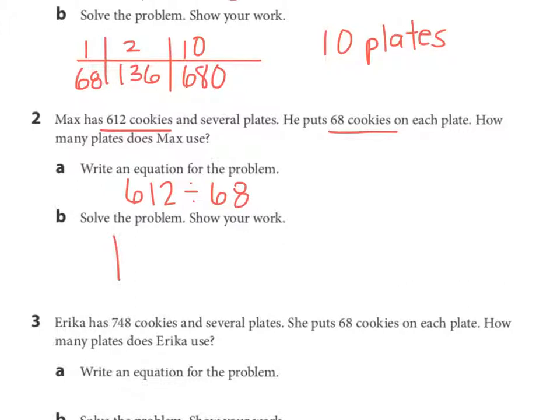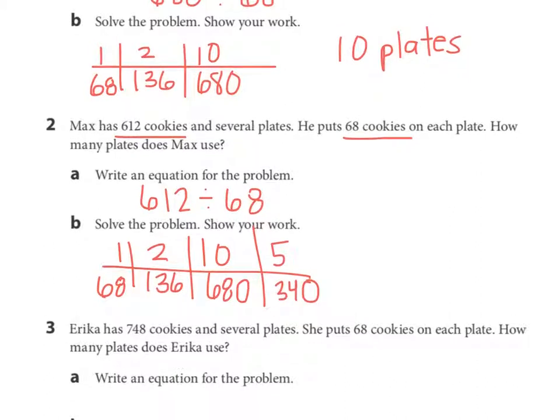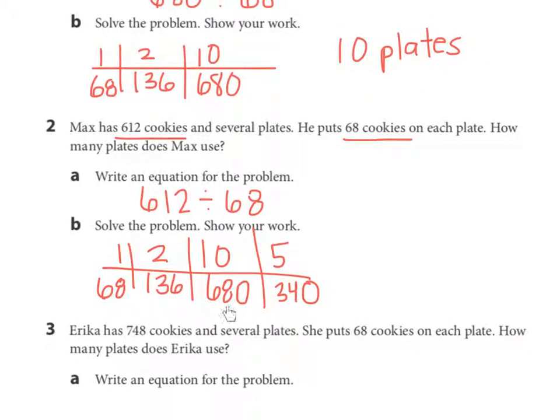Using my ratio table, one group of 68, two groups I already did before, which is 136. Let's go to 5 groups. Well, before we go to 5, let's do 10. 10 groups is 680, that's too much. 5 is half of 10, so 5 groups would be 340. That's too few. So it looks like it's going to be somewhere in between here.